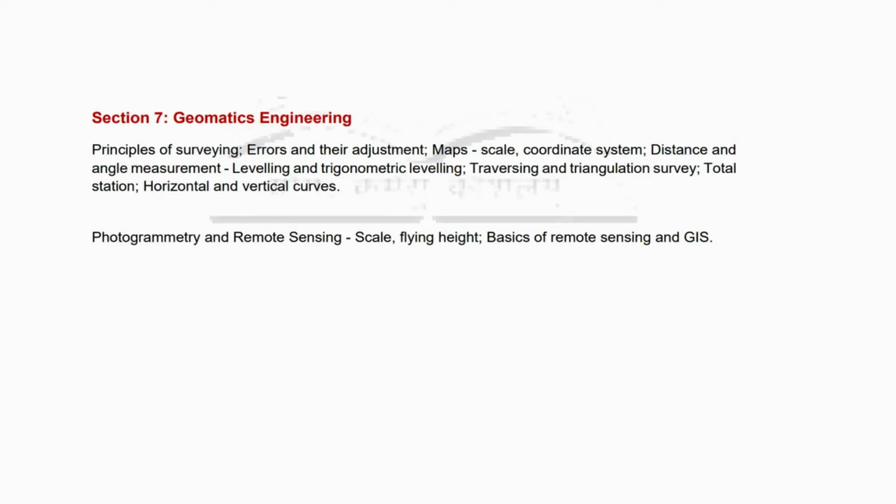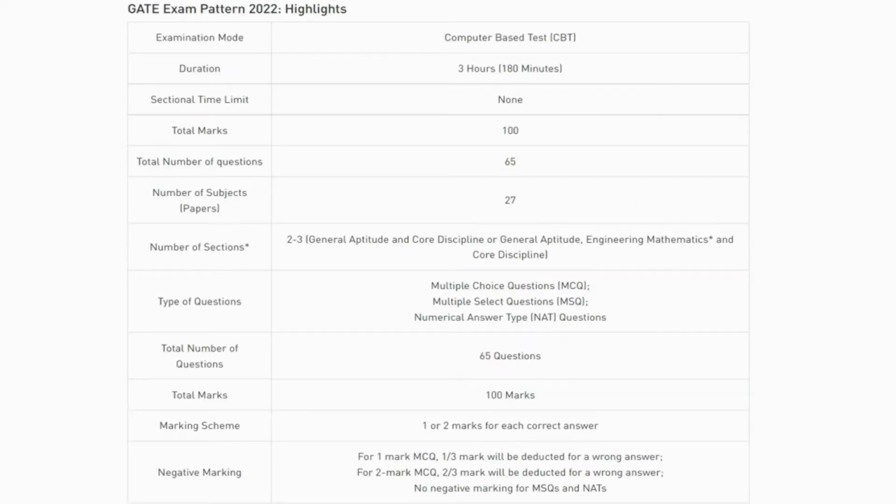So now we have looked into a brief of the GATE syllabus: what the topics are, what the subtopics are, what topics are included and what topics we need to give importance to. Now, let us look into the category wise marks distribution and exam pattern.